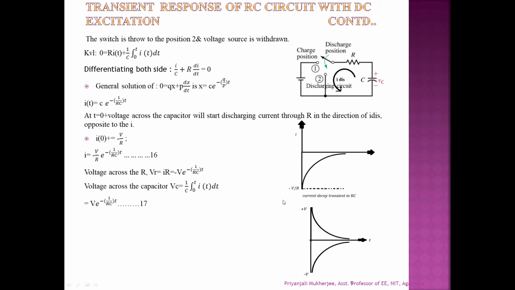This type of current decay is the transient response, and the voltage across the capacitor Vc becomes V into e to the power minus T divided by RC. So this becomes the voltage across the capacitor, and this becomes the voltage across the resistor.